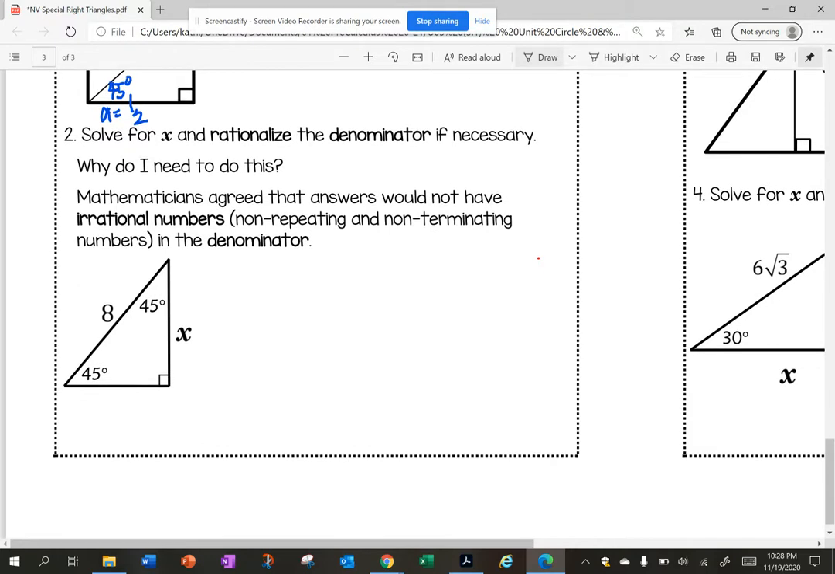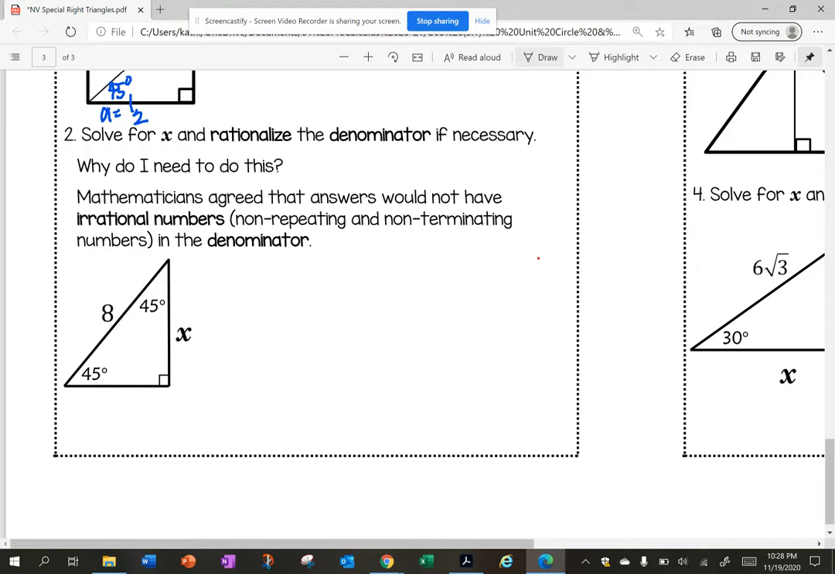Solve for x and then rationalize the denominator if necessary. So why do I need to rationalize the denominator? Well, when we solve for an answer in math, we want to compare our answer at the same stage. And mathematicians agreed that would be that I would have no radicals in the denominator. So if I have a radical in the denominator, we rationalize it. Other answers are equivalent, but when we're comparing, we just want to compare at the same stage.